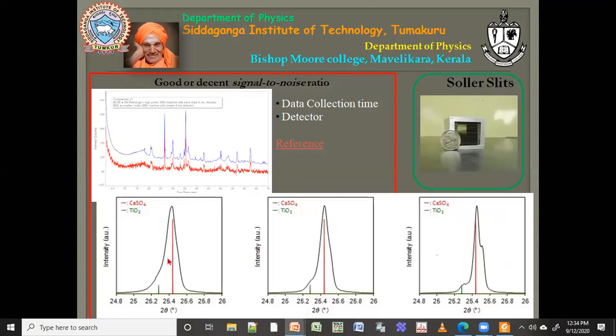In the first one, the gap is slightly more. In that case you get a peak like this, and you may assume it is a single peak. But if you reduce the gap between the two plates a little, you can see almost two peaks. If you further reduce the gap, you can clearly distinguish the peaks. So these are the things you have to take care of.